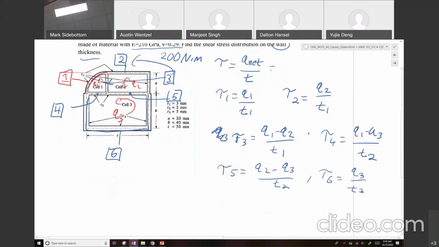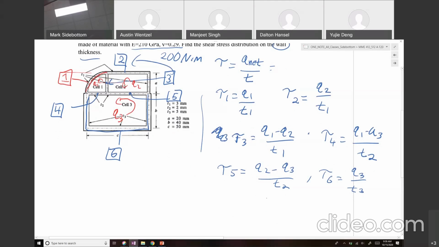Are there any questions about how you can define the shear stress? We don't know what Q is yet in each of them, but is anyone confused on how you can define the shear stress within each of the individual walls? Okay. All right. So we're good there.